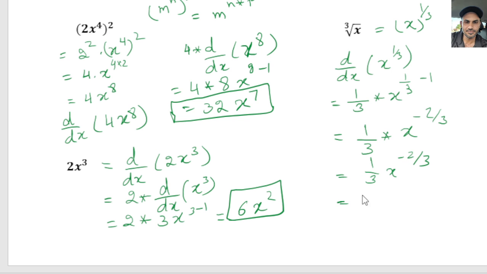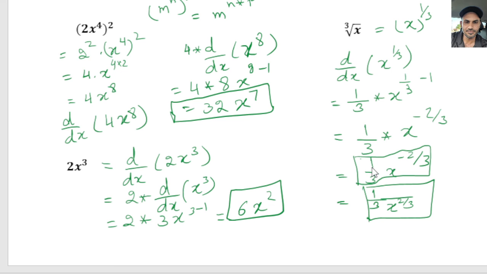Now here we use the exponents again. When we have a negative exponent, we can change its position. If it's in the numerator, we bring it to the denominator to make it positive. So we have these two correct answers for this problem. Okay, so that's how we do it.